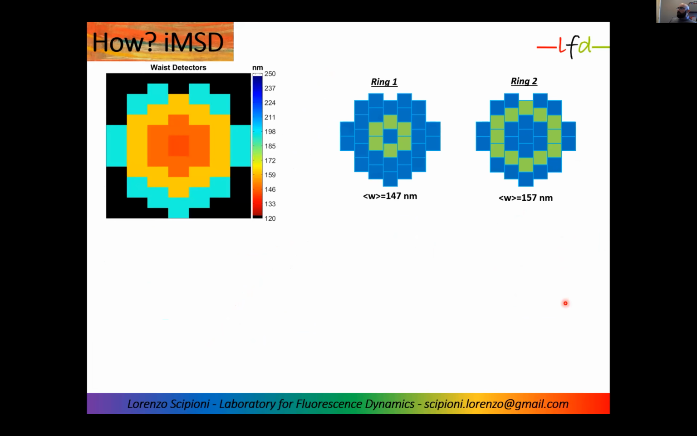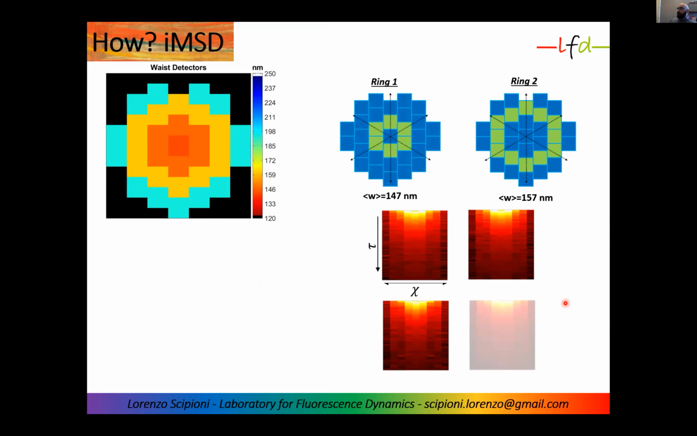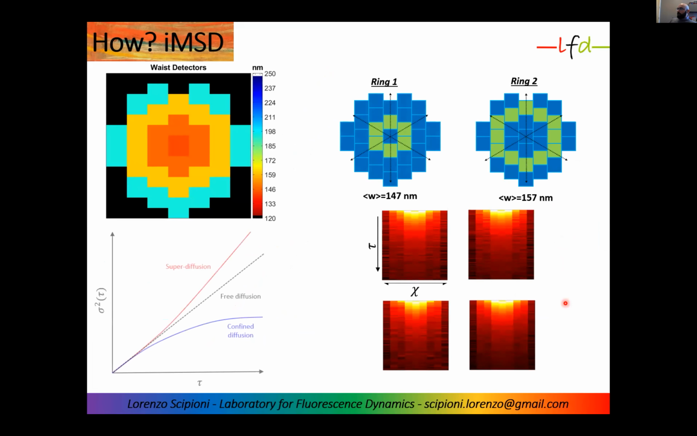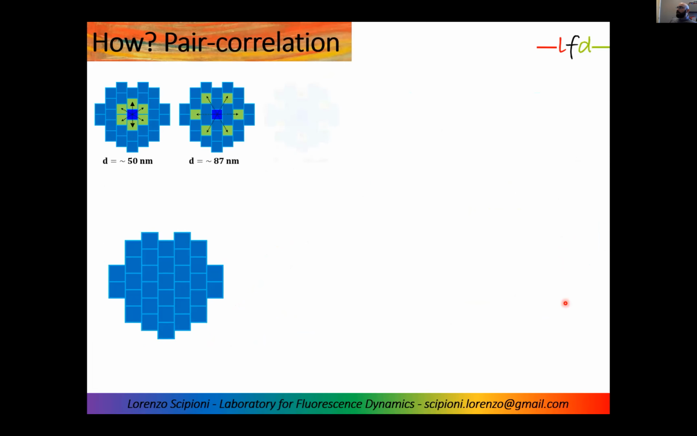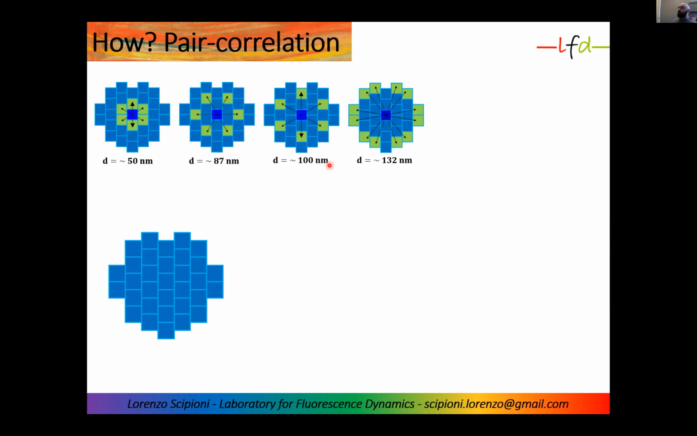IMSD can also be done across the detectors, and then it can report on diffusion, free diffusion, directed motion, confinement, and so on. Pair correlation can be done between the central detector and a ring at a distance of approximately 50 nanometers, then another ring, another ring.